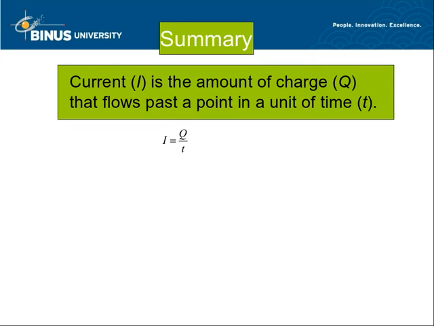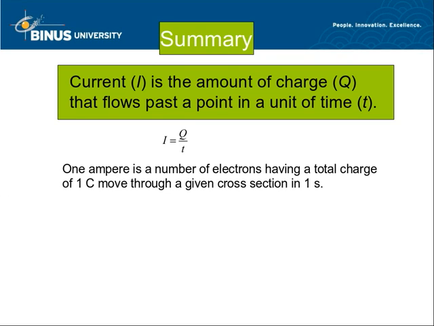Now we move on to the definition of current. Current is the amount of charge that flows past a point in a unit of time. So I is equal to Q over T. In units, that means that 1 ampere is a number of electrons having a total charge of 1 coulomb moving through a given cross section in 1 second.